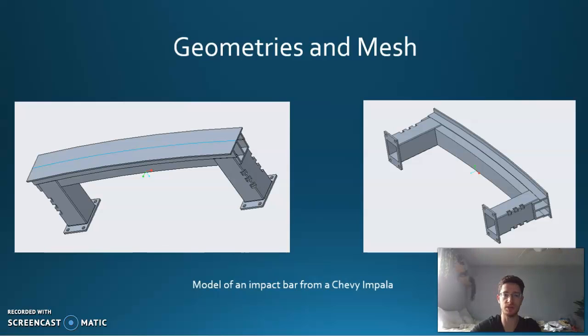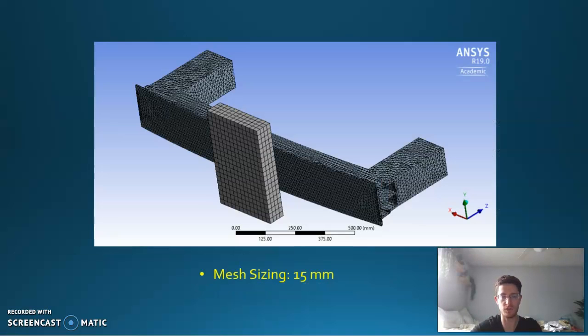Here you can see the geometry that I created for this project. It was based on an impact bar from a Chevy Impala, I believe, from 2016 to 2018. However, whenever I put that geometry into ANSYS Workbench to analyze, it was too complex, so I had to simplify it, as you can see on this mesh picture. The mesh size that I used was 15 millimeters.